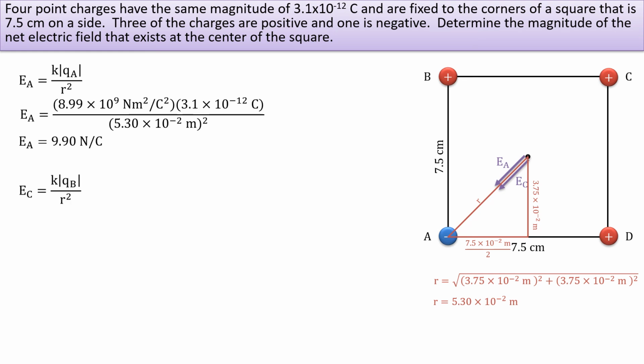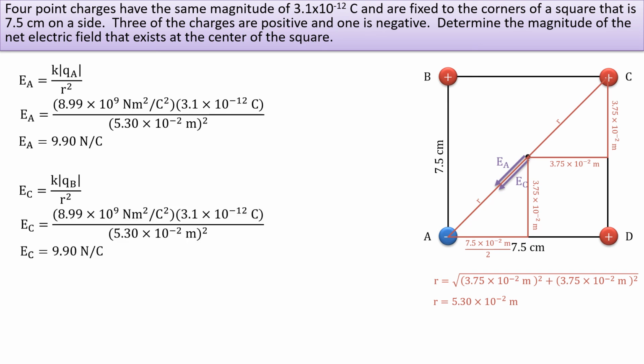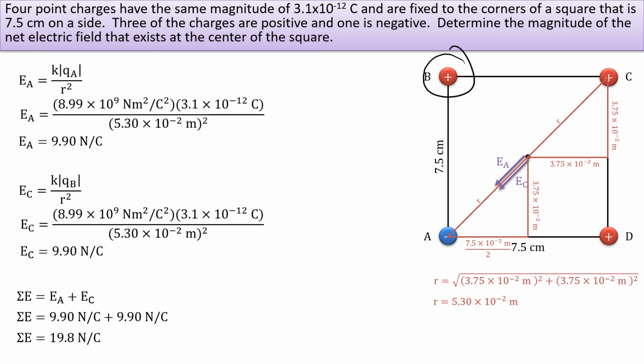We do a very similar thing for C, and C is going to give us a charge, equal charge, same radius, same electric field strength, 9.9 newtons per coulomb. So then how do you figure out the net electric field? You just have to add those two together since they're pointing in the same direction, and you get a net electric field intensity of 19.8 newtons per coulomb. Again, B and D cancel each other out, so we don't have to include that in our calculation for this example.